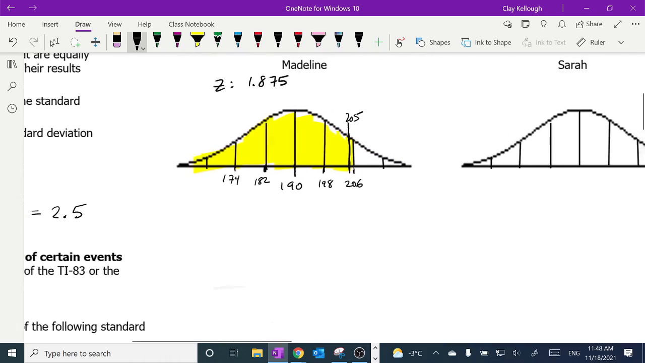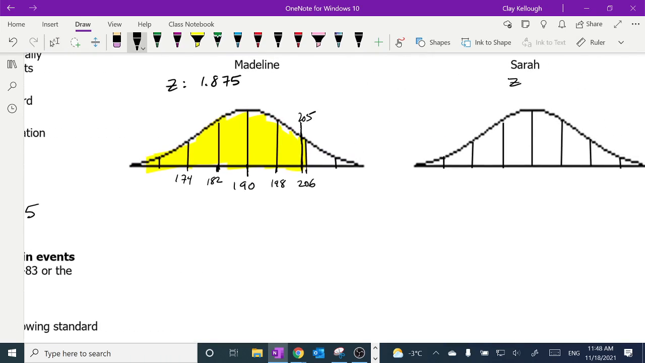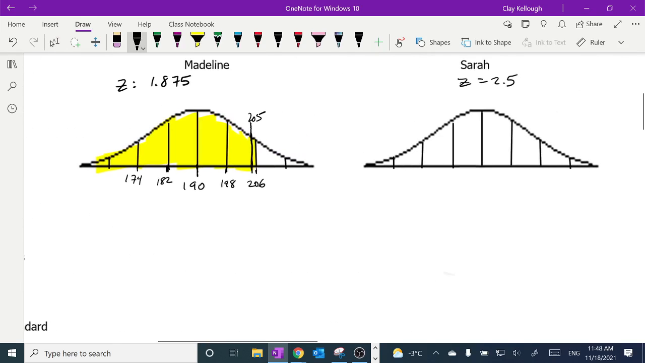And we can see that on the graph. For Sarah, her z-score is 2.5. So remember, that's the mean, that's 1 standard deviation over. She is 2.5. So let's put the actual numbers on it, like we did for Madeline. The mean on this data was 81, and the standard deviation was 4. So that's the 85, that's the 89, that's the 93. Her score was a z-score of 2.5, which puts her at 91.